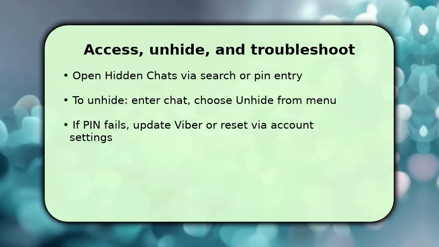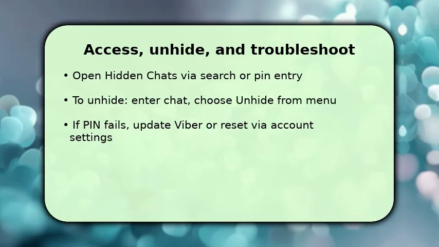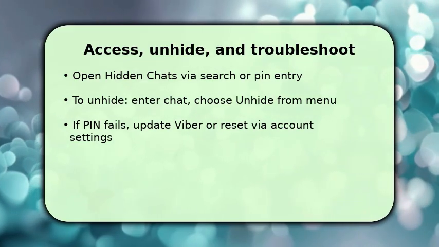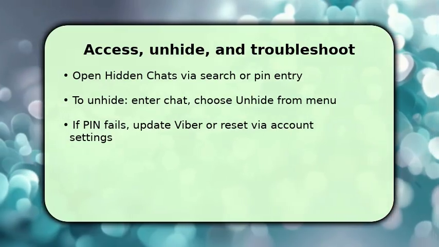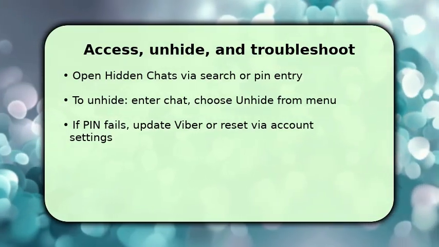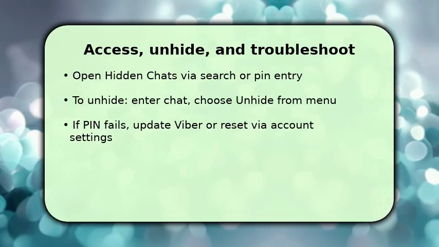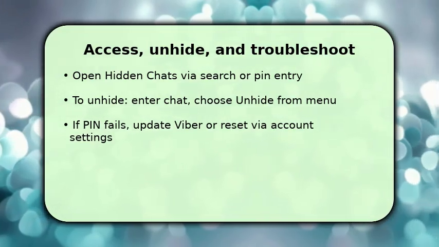To unhide, open the chat, tap the menu, and choose Unhide so it returns to the main list. If you run into problems, like a forgotten PIN or hidden option missing, make sure Viber is updated, restart the app, and check account settings. If necessary, use the app's support tools to reset security.